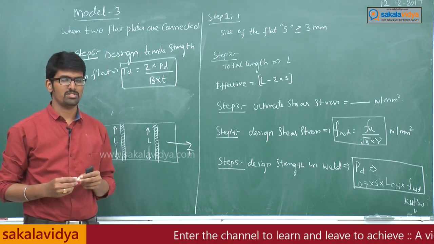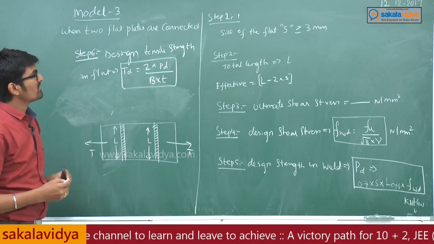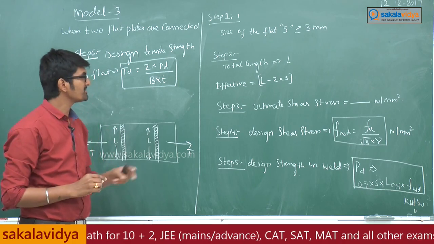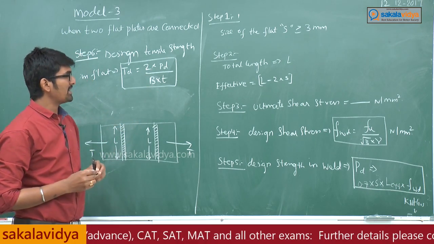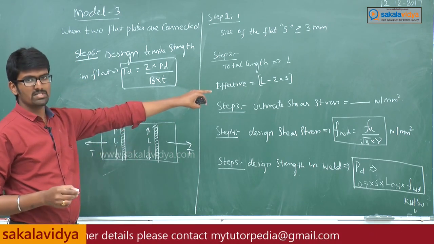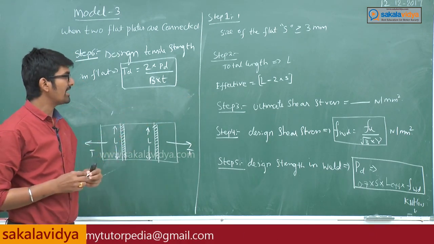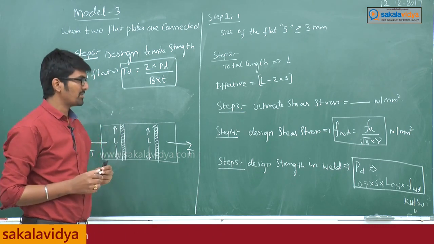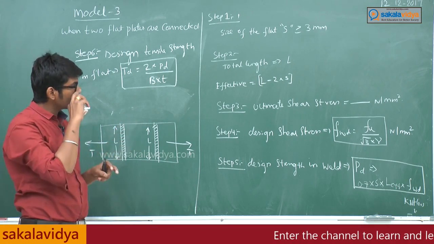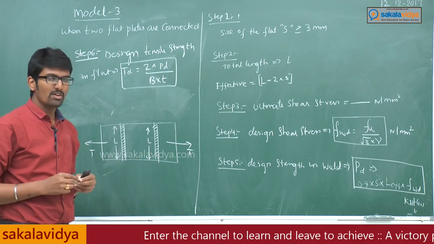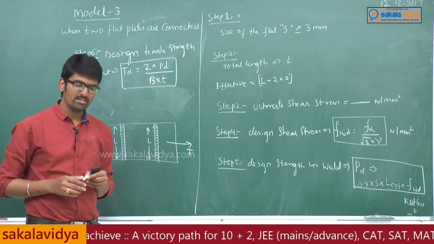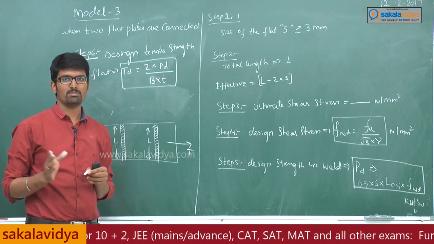steps for the design procedure. The first step is the size of the flat, that is S must be greater than or equal to 3 mm. It is common for all the design methods. Step 2, where we need to find effective length, that is L effective, total length minus 2 times the size of the weld. Step 3, ultimate shear stress, it will be given in the question itself, units in Newton per mm square. We need to find design shear stress, FWD is equal to the ultimate shear stress by root 3 into partial safety factor, where partial safety factor will be given in the question based upon the type of the weld.